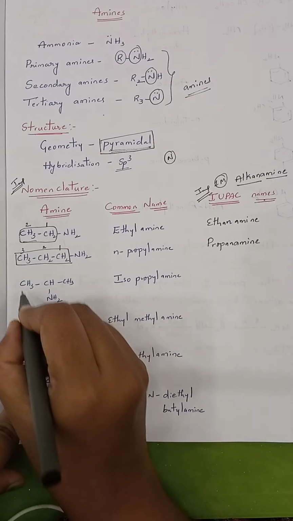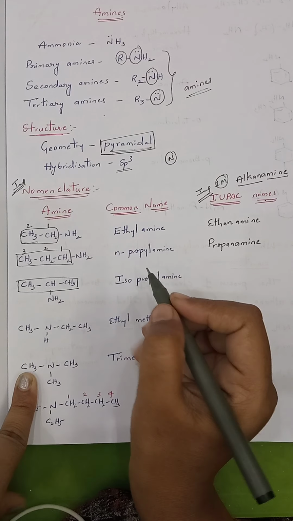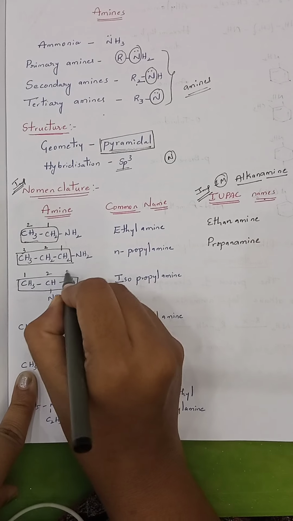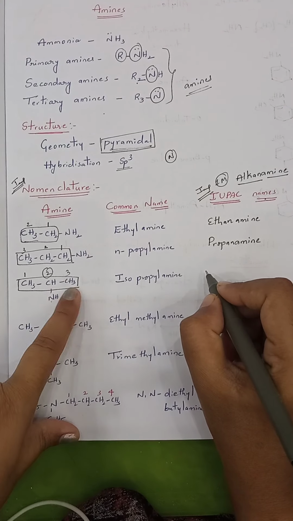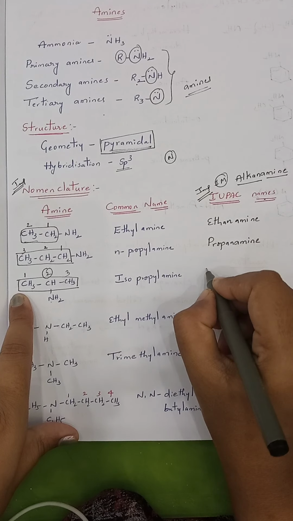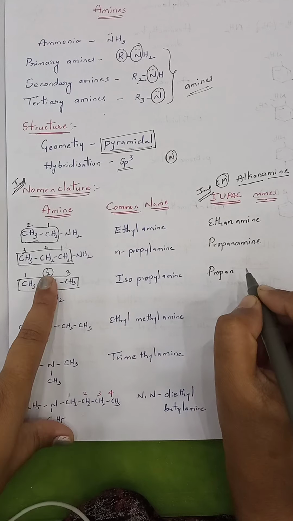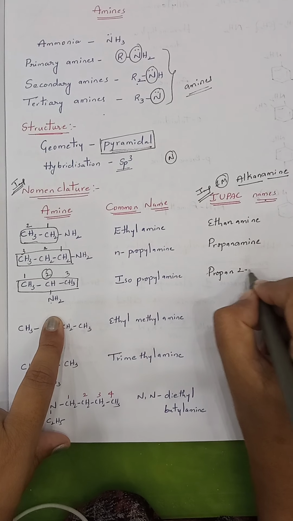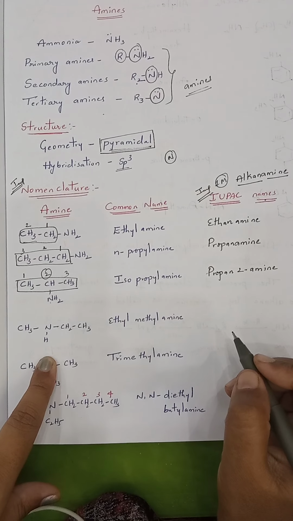And here, this is the parent chain because the continuous carbon chain is taken as the parent chain. First carbon, second carbon, third carbon. At the second carbon, amine is attached. So, due to having 3 carbon atoms, we have to call it propane. And since amine is attached at the second carbon, we can call it 2-amine. Propane 2-amine.